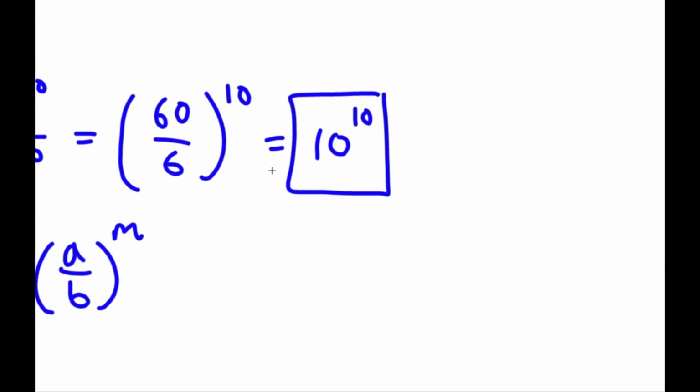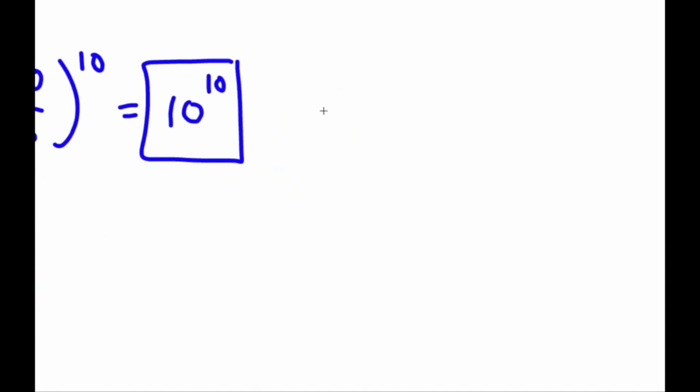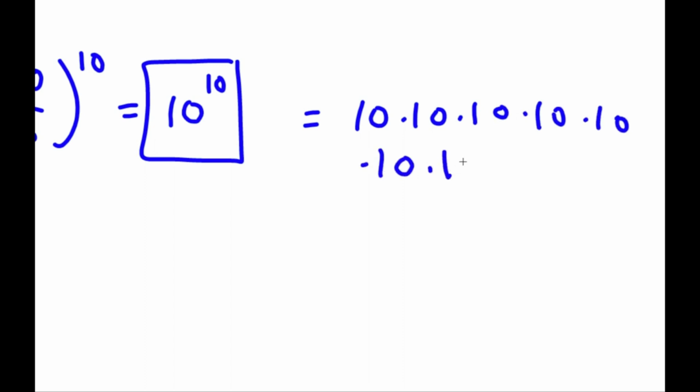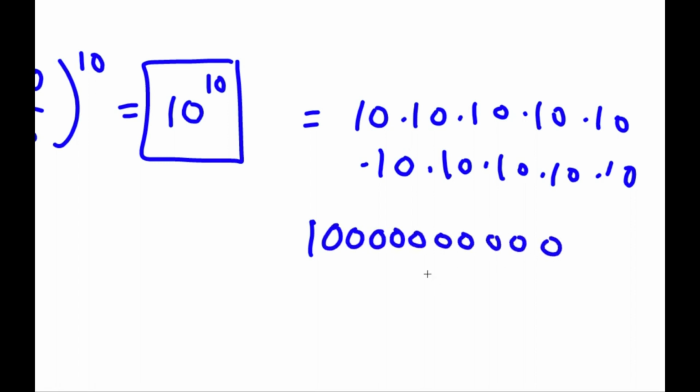And 10 to the power of 10 can also be simplified. 10 to the power of 10 is equal to 10 times 10 times 10 times 10 times 10 times 10 times 10 times 10 times 10 times 10. So it's essentially 10 multiplied by itself 10 times. And this is the same thing as 1 with 10 zeros. So I have 1, then 1, 2, 3, 4, 5, 6, 7, 8, 9, 10 zeros. So our answer here is 10 billion.